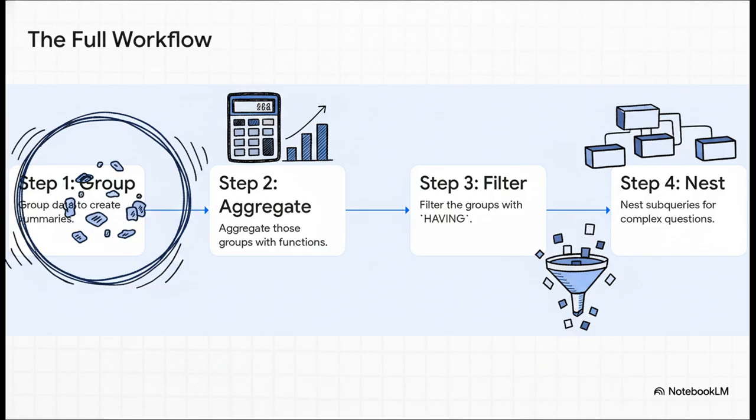So let's just put it all together. This is the workflow. You start by grouping to organize the chaos. Then you use aggregate functions to summarize those groups. You filter those summarized results with HAVING. And for the really complex multi-part questions, you nest subqueries to connect different pieces of information. Once you master this flow, you move from just pulling data to doing genuine analysis.